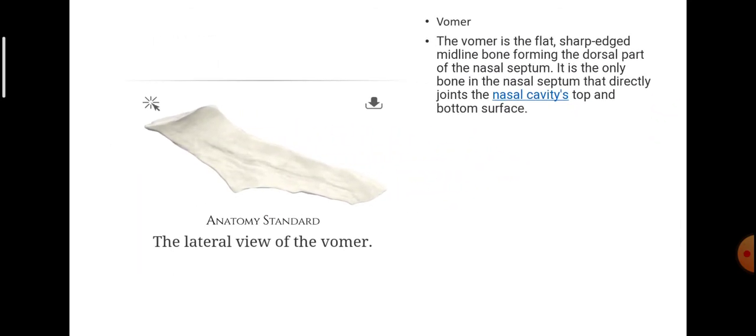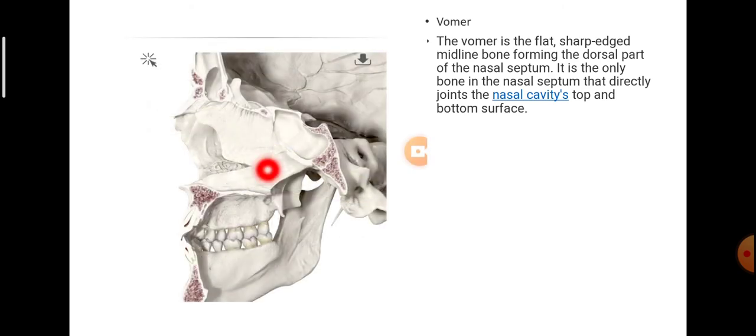The vomer. The vomer is a thin, flat, plough-shaped midline bone forming the dorsal part of the nasal septum. It is the only bone in the nasal septum that directly joins the nasal cavity's top and bottom surface. That is the vomer.